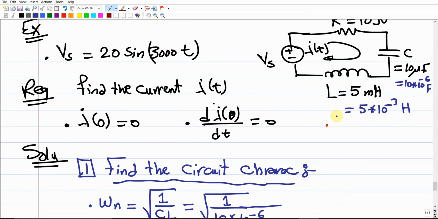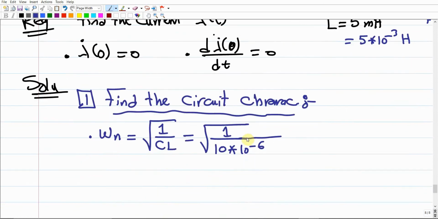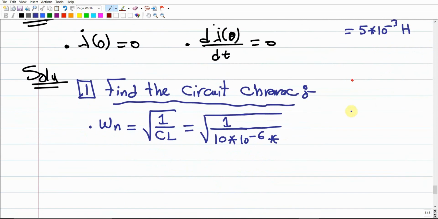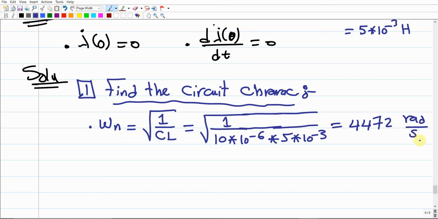But R is just in ohms, so there is no need for any unit conversion for this one, and this one is already given in volts. So this is going to give us times L. L is given up there as 5 times 10 to the negative 3. If we do the calculations, we end up with 4,472 radians per second. This gives us the natural frequency.